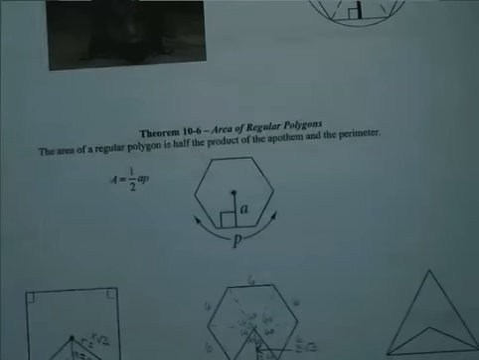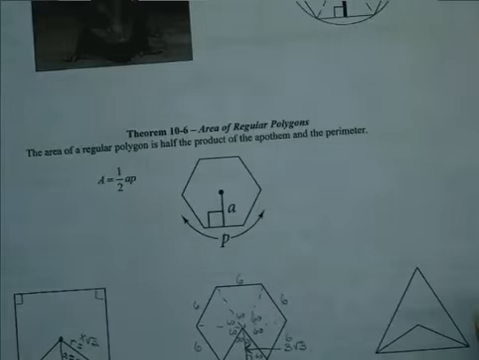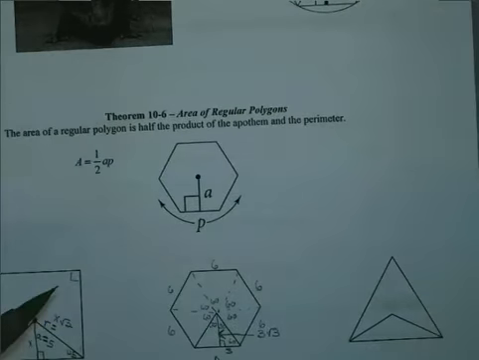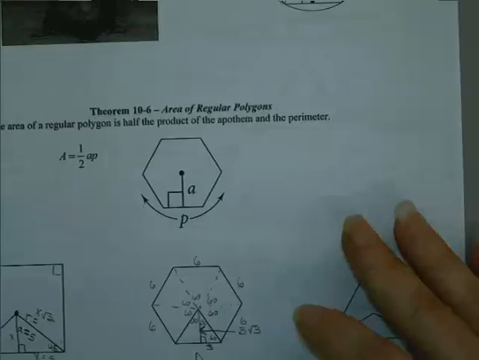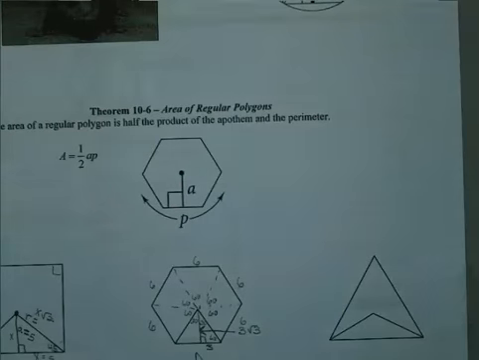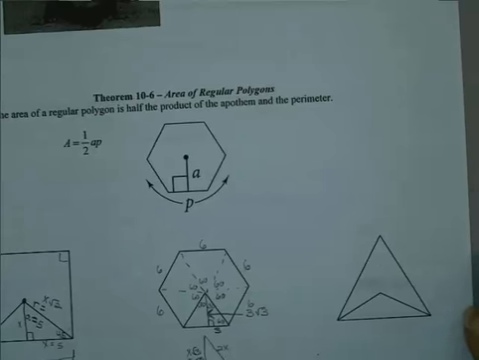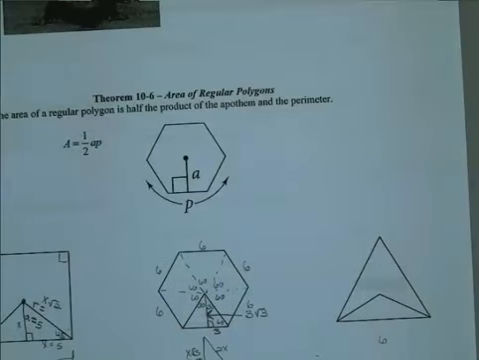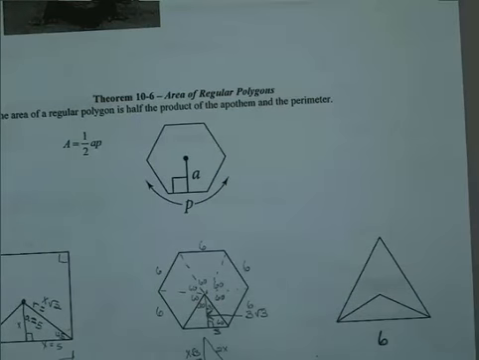If I have an equilateral triangle, that's a triangle with all sides equal. Let me see if I can get my thing straightened out here. Okay, so let's take this equilateral triangle, and let's say that each side is 6.